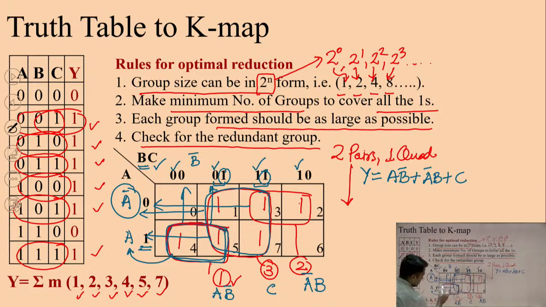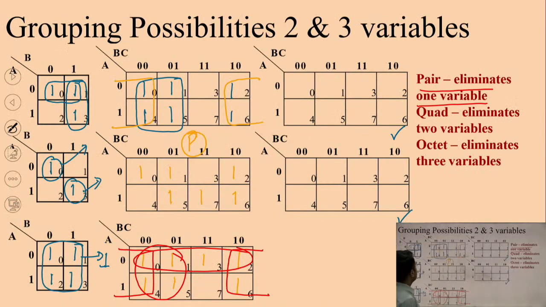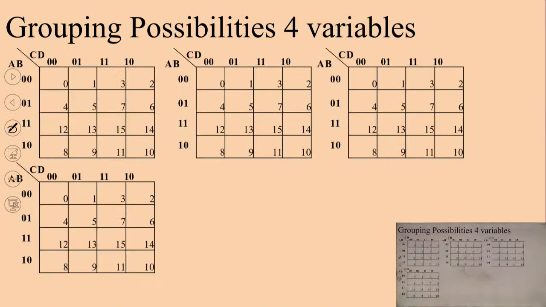Okay, this you can check from the previous question which you have seen here. You have made a pair, this one. From this pair you have mentioned the answer A B bar, that means the C variable has been eliminated. Similarly, this was also a pair. For this pair the answer was A bar B, that means again one of the variables is eliminated. And from this quad, we can see that 2 variables are eliminated, A and B, so the answer is only C. Okay, so this is the justification for this. So these are the grouping possibilities for 2 and 3 variables. Now proceeding to the grouping possibilities for 4 variables.